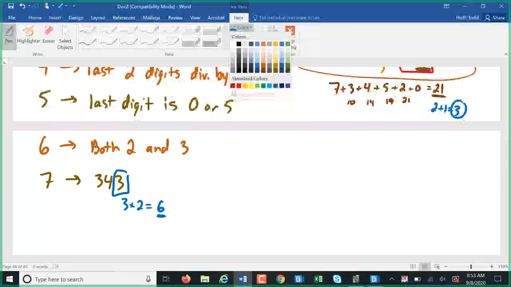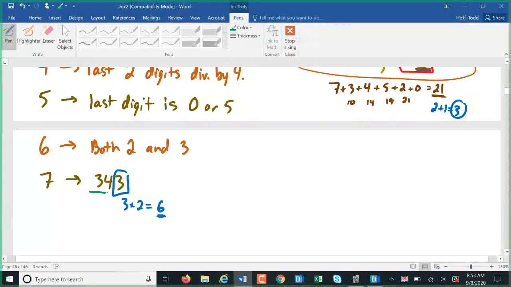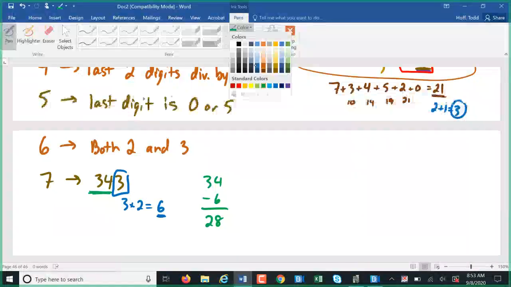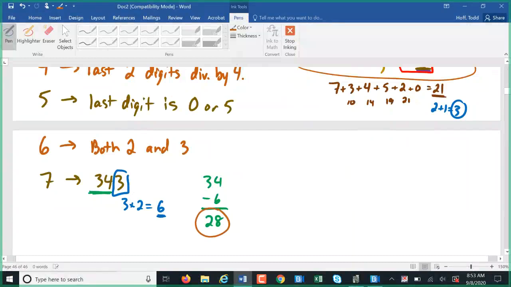Then you subtract that from the remaining digits. Well, the remaining digits up here are the 34. So 34, not 36, 34 minus that 6 is 28. If this result you get when you subtract is divisible by 7, 28 is divisible by 7, then the whole number is divisible by 7.